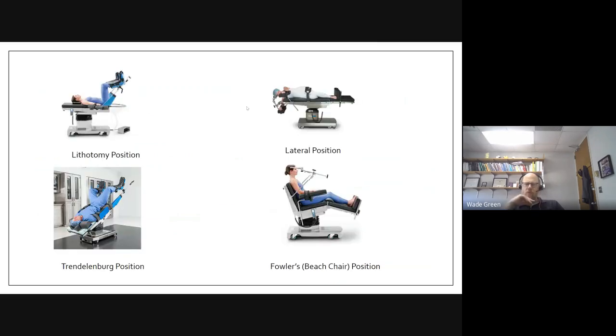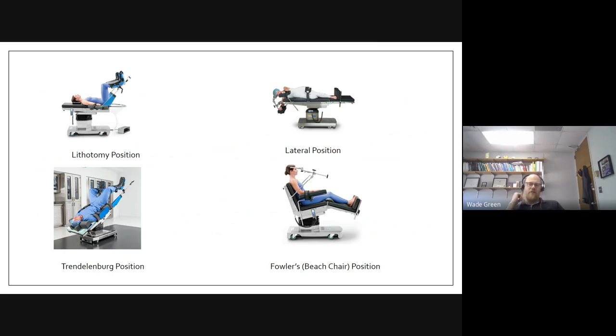Okay, so last slide for this lecture. Different positions. So lithotomy position: you can see here the patient is supine with the legs in stirrups. This is a very common position for gynecological procedures, also for other colorectal procedures at certain times. Just below that, you can see Trendelenburg, which is used for some gastrointestinal procedures as well, and some cardiac procedures. The lateral position up here.